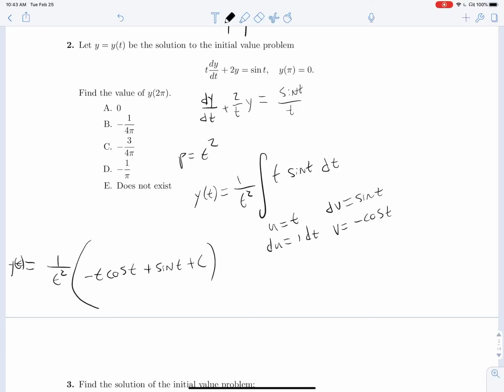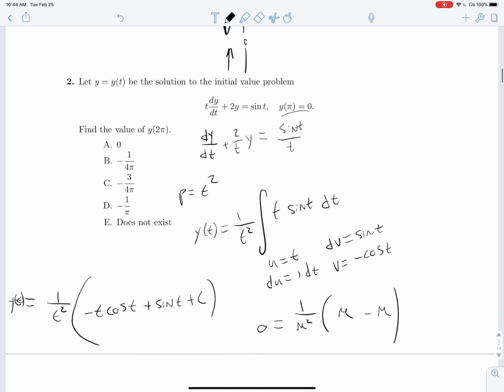Okay, let's see if we can evaluate this using our initial condition and actually get a correct answer out in the end. So we're given that y at pi is equal to 0, so 0 is 1 over pi squared times negative pi, and then the cosine of pi is negative 1, plus the sine of pi, which is 0, plus 0 plus c. So overall, simplifying things down in here, we have pi plus c. And the only thing that this can be, so that it evaluates to 0, the only value that c can have is negative pi, like so.